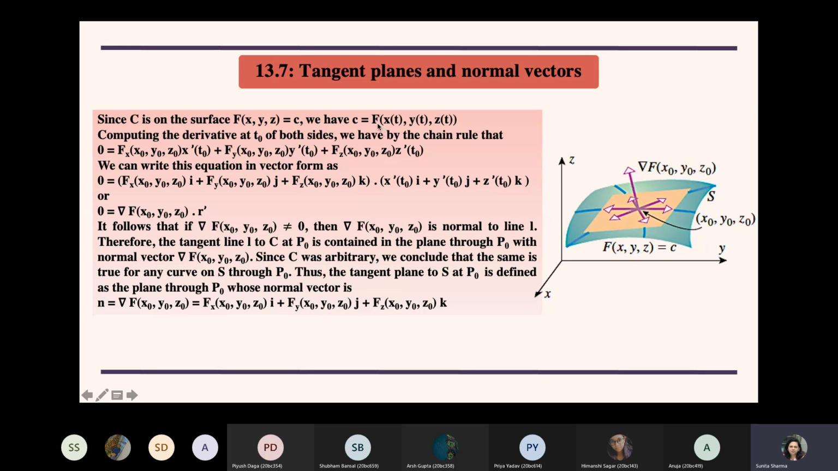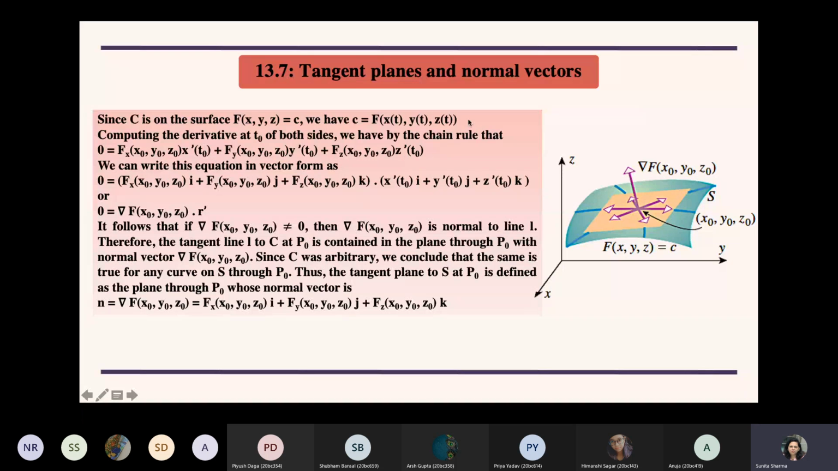On the right side, your function is composed of 3 variables x, y, z, and further x, y, z are functions of variable t. So using the chain rule, we can write that this is equal to the partial derivative of f with respect to x into x dash t, or derivative of x with respect to t, plus the partial derivative of f with respect to y into the derivative of y with respect to t, plus the third partial derivative and the derivative of z with respect to t. So this is from the chain rule.